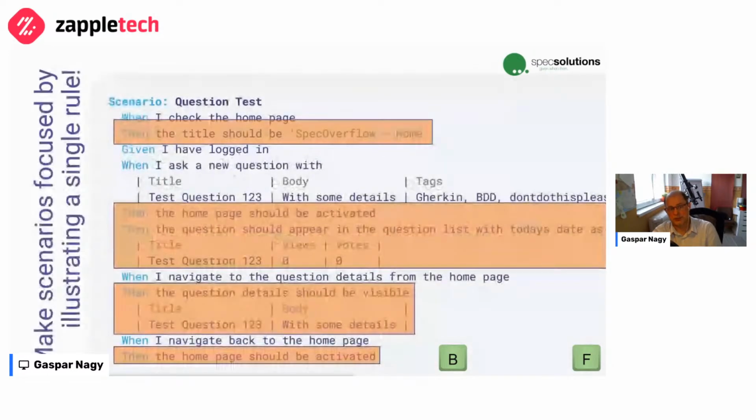So what can we do? If our scenario is really verifying multiple business rules, then basically what we need to do is split it into multiple smaller ones.